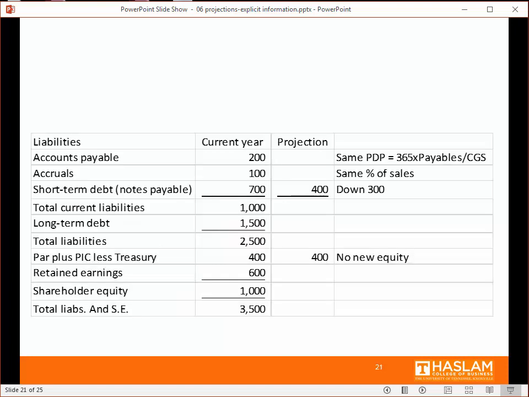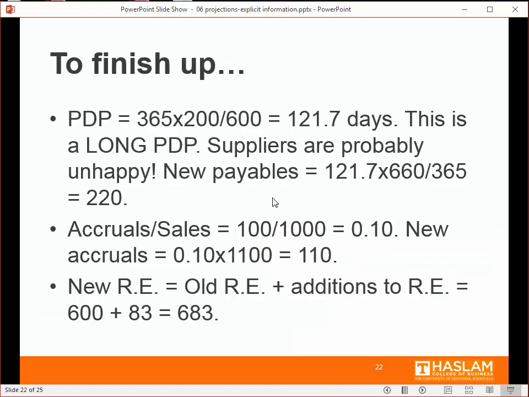So here's what our beginning liability side of our balance sheet is going to look like. Our accounts payable are going to be calculated using the same payable deferral period. We'll calculate that on the next slide. Accruals will be the same percentage of sales. Our short-term debt's going to decrease by $300. We're not going to issue any new equity, so our par plus paid-in capital less treasury is going to remain the same. But we have a variety of other items that we do need to calculate based on our assumptions.